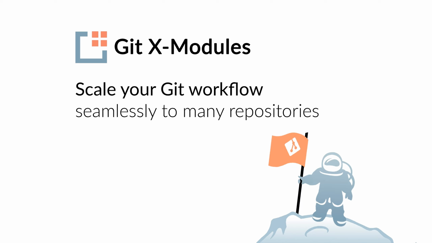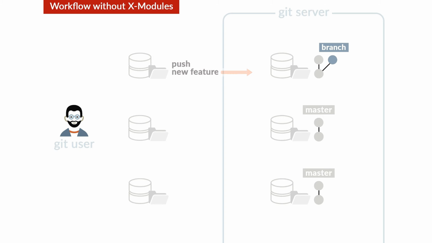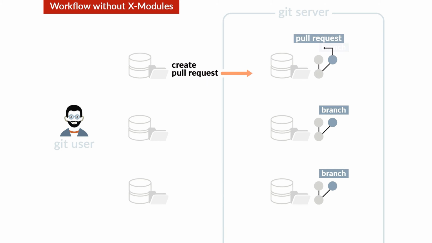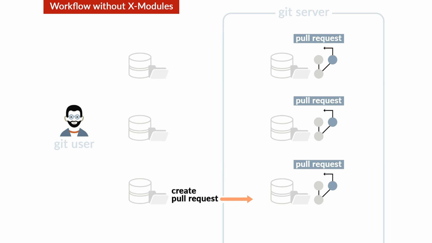Now, let's see how you can scale your workflow to many repositories with Git X-Modules. Usually, you have to interact with every Git repository individually. Clone each one of them to your machine, push a new feature to every repository separately, and then create multiple pull requests for further review. Any related changes are spread across multiple Git repositories. The more repositories you have, the more complex your workflow gets.